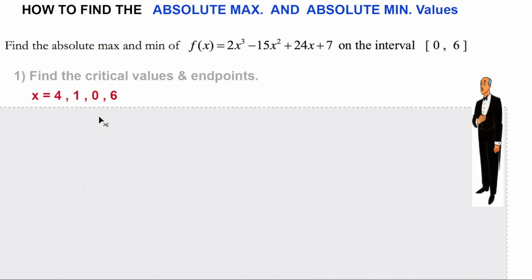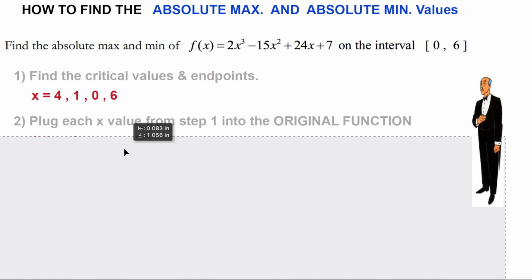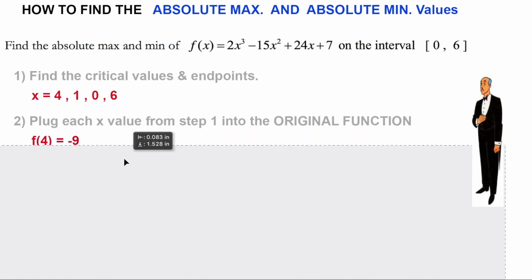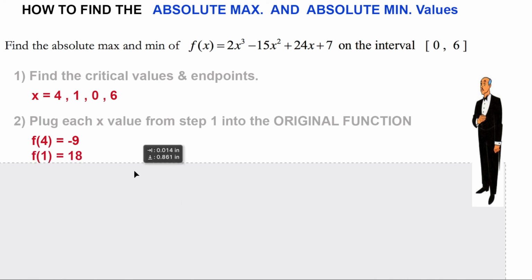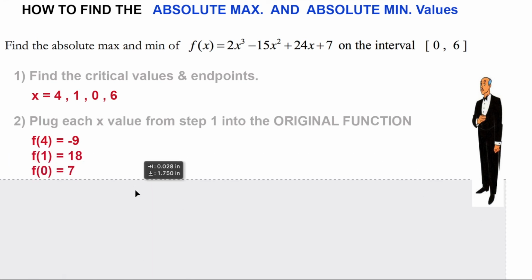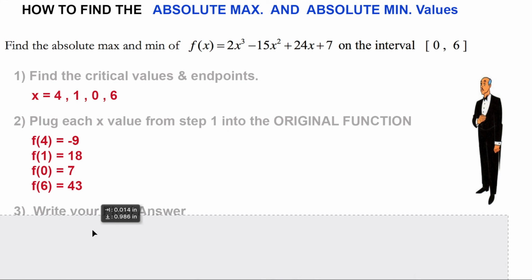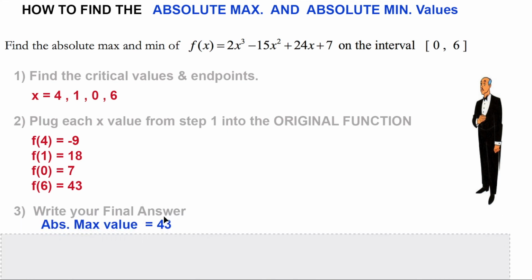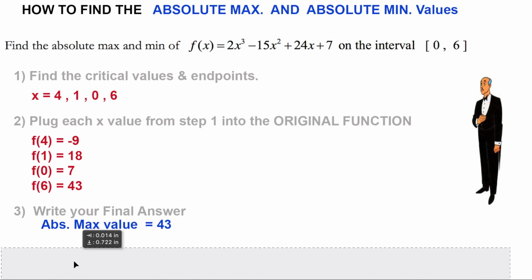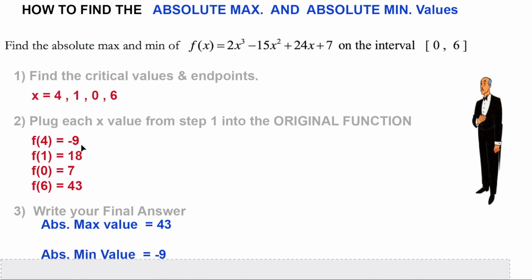To do so, the next step after finding the critical values and endpoints is to plug each value into the function. So I take each number in step 1, plug that into the function, and its values are what I'm analyzing. So as you can see, these are the values that came from the critical points. We can now determine that the absolute max value is clearly 43, and also the absolute min value is -9.